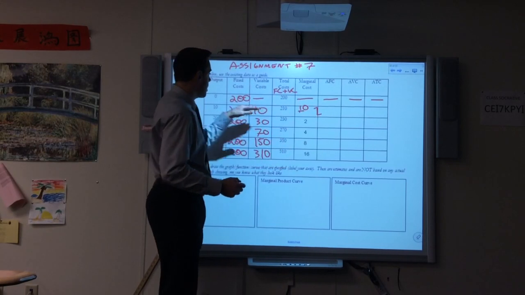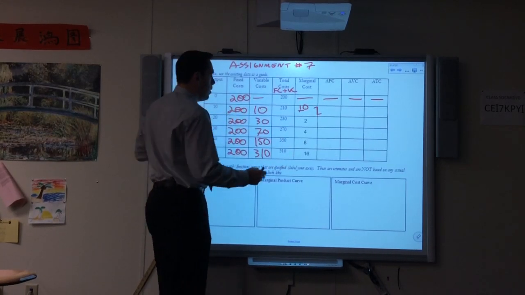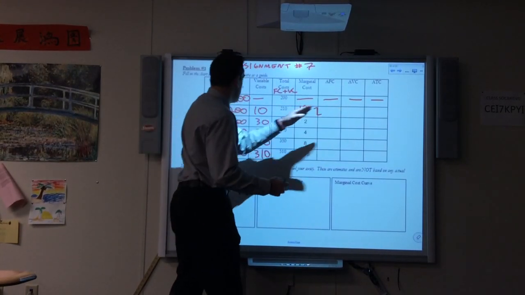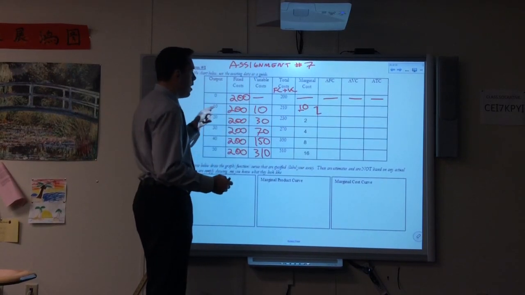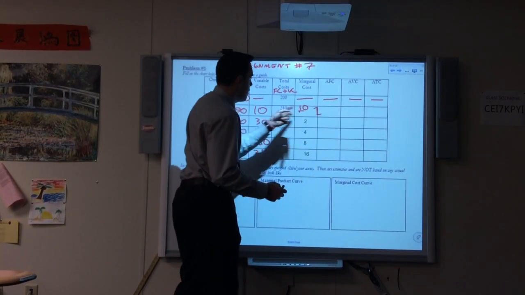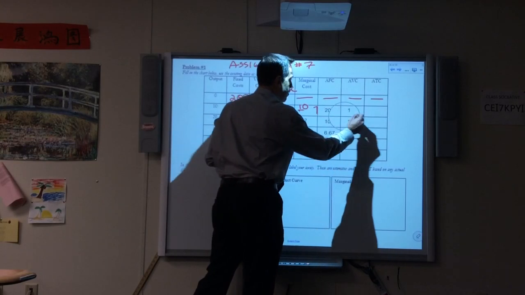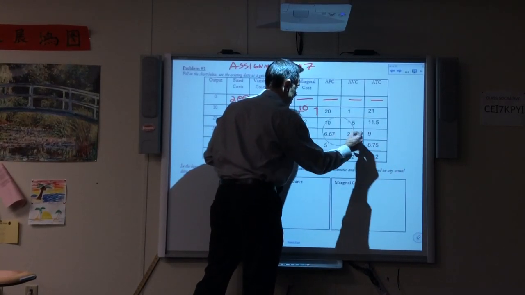Average fixed cost is going to be my fixed cost divided by output. Average variable cost will be my variable cost divided by output. And average total cost will be my total cost divided by output. And here are the answers for all of that.